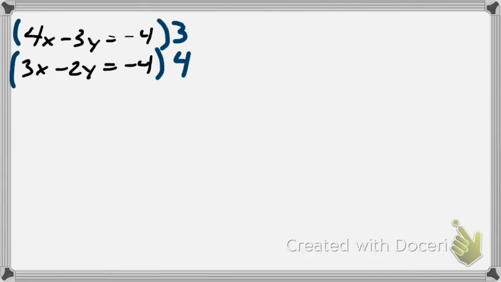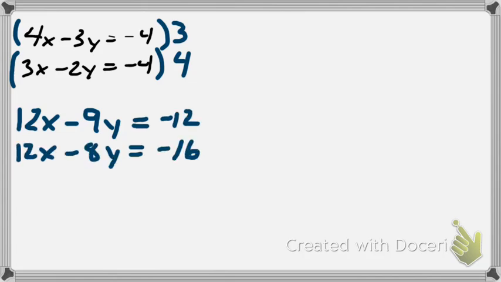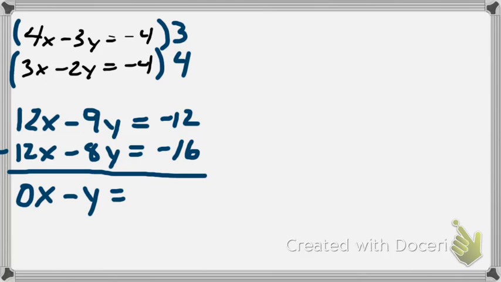And just like anything else, the more you practice these, the better you get at them. There are my equations after multiplying. The 12s are the same. And when they are the same, you subtract. When they are different, you add. So I'm going to subtract these two equations straight down. These are a little bit tricky because look at all the negatives. So you have to be a little careful. You have to take your time. The 12s go away. Negative 9 minus negative 8 is negative 1. And negative 12 minus negative 16 is 4. Negative y equals 4. I get y equals negative 4.